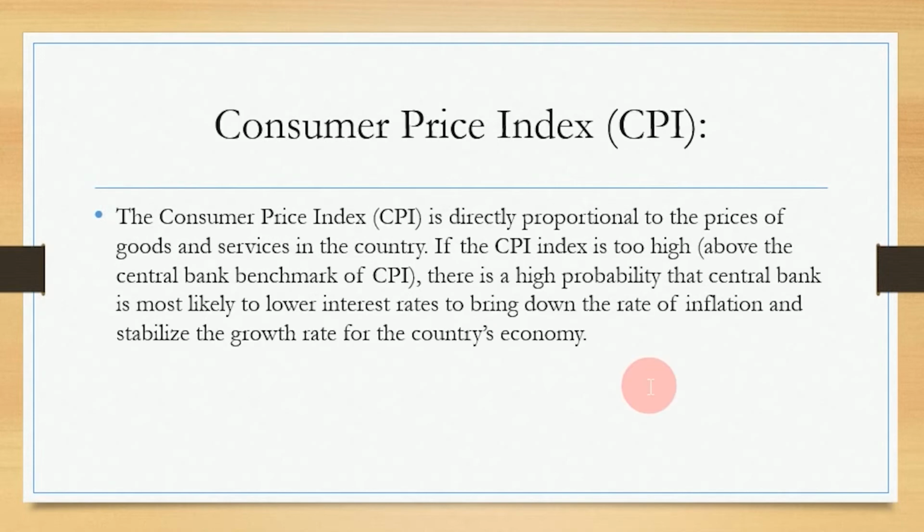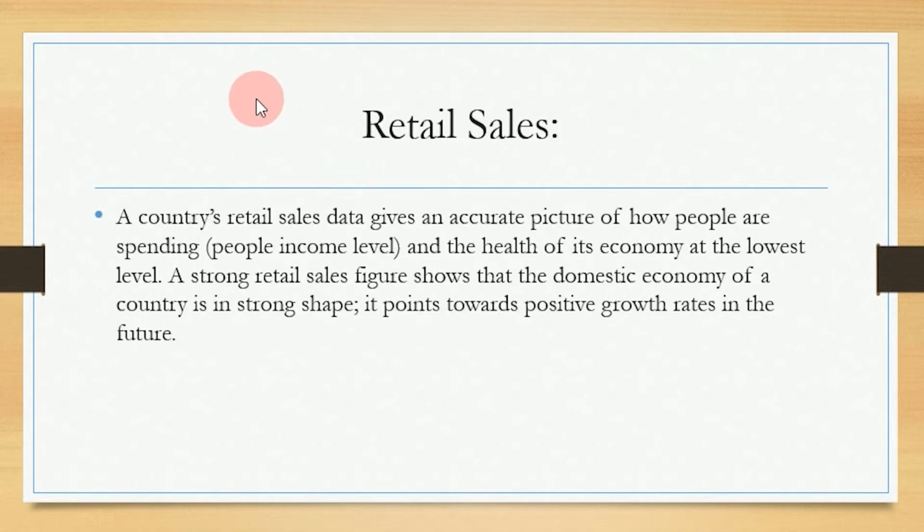Okay, next one, consumer price index or CPI. The consumer price index, or CPI, is directly proportional to the price of goods and services in the country. If the CPI is too high, above the central bank benchmark of CPI, there is a high probability that the central bank is most likely to lower the interest rate to bring down the rate of inflation and establish the growth rate for the country's economy. And the next one, retail sales.